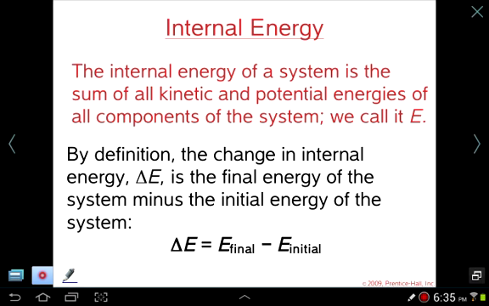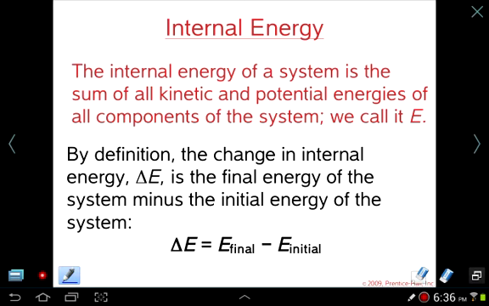So the first thing we'll define here to work with this a little more in detail is internal energy. The internal energy of a system is the sum of all the kinetic and potential energies of all the components of the system, and we'll designate internal energy as E, big E for energy. Then we can also say the change in energy of the system. This little delta actually means change in chemistry or in science, and the change is going from the initial to the final conditions. So to find that change, we would take the final minus the initial.